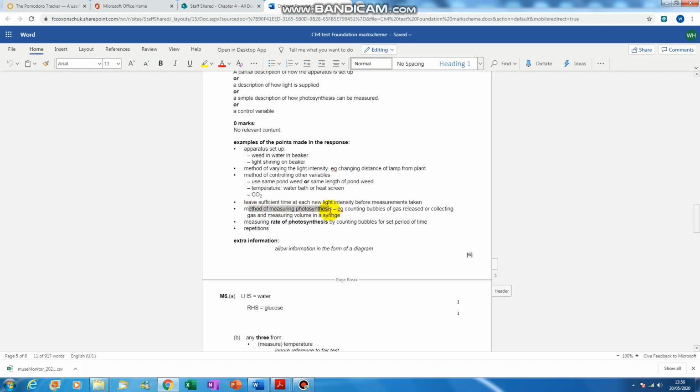Some information about how you're measuring the rate of photosynthesis, so you could have counted bubbles, or you could have collected the gas in a delivery tube, or you could have used a delivery tube and a syringe to measure the volume of gas of CO2 created, which would be proportional to, it would go up as the rate of photosynthesis went up. So counting the number of bubbles in a set period of time was a way of doing it.